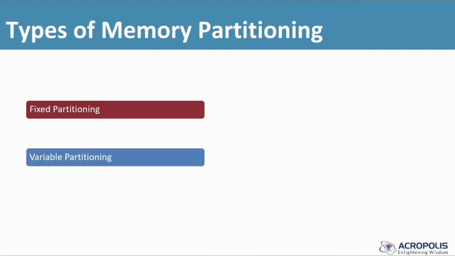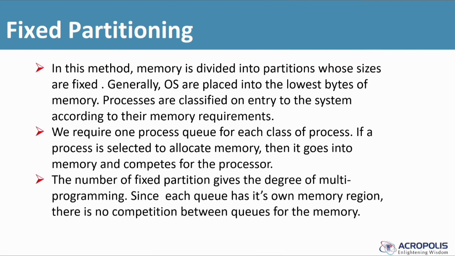Okay, so now let us look at the types of memory partitioning we have. We have two types of memory partitioning, that is fixed partitioning and variable partitioning. Let us look in greater detail at what fixed partitioning and variable partitioning are. So let's start with fixed partitioning.